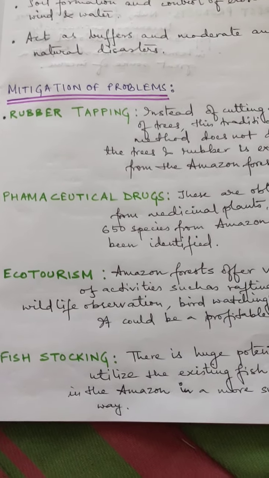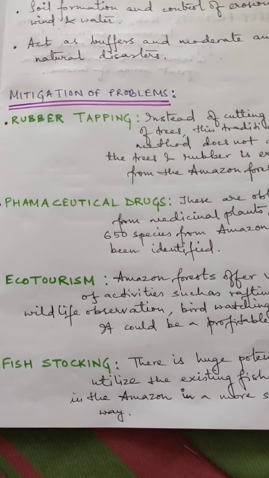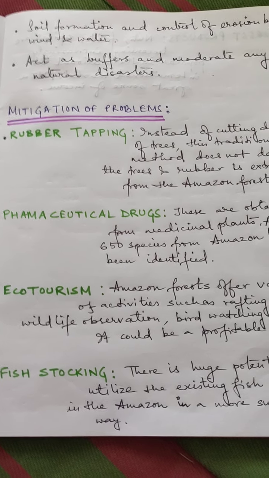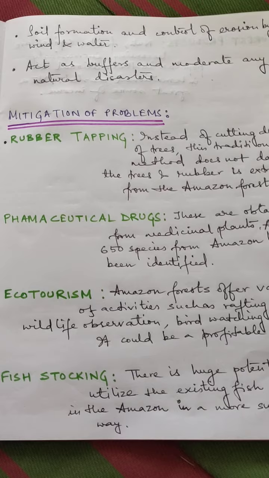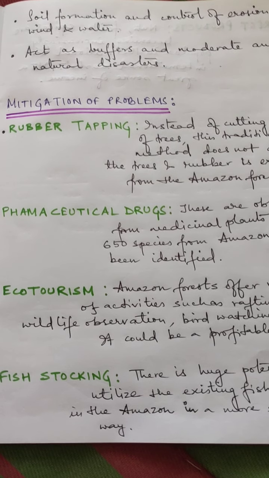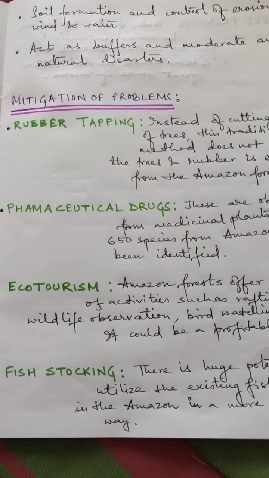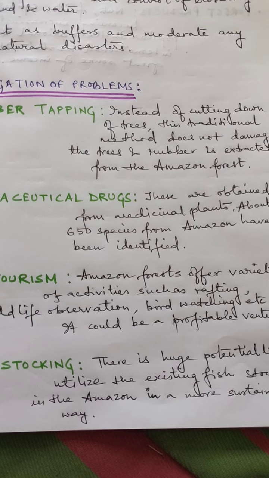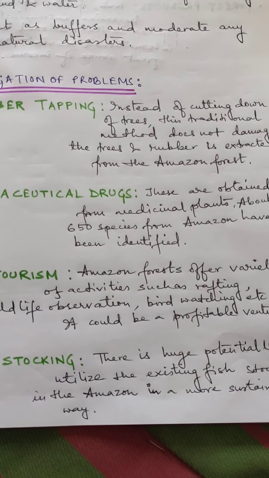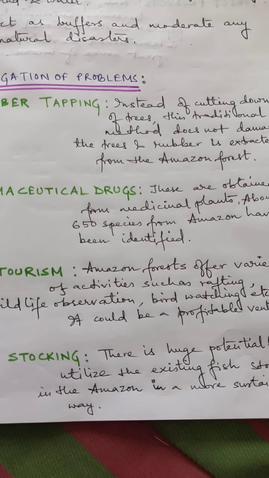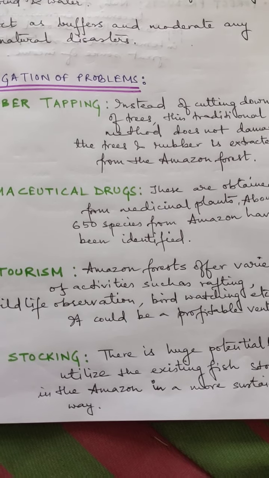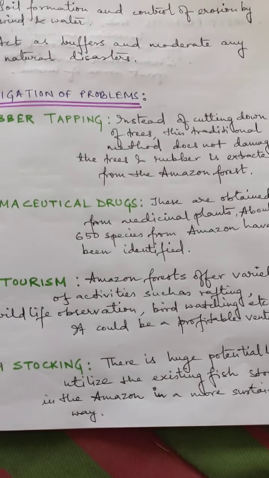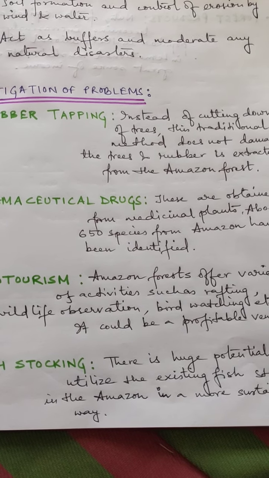Now there must be some solution to the problems. You know, why we are using so much of Amazon natural resources. We are felling down the trees, cutting down the trees, and destroying the ecosystem of Amazon forest. There must be some mitigation to the problems, some solution to the problems. First one we can do, that is rubber tapping. Instead of cutting down of trees, this traditional method does not damage the trees, and rubber is extracted from the Amazon forest very easily, because for tapping of rubber, the latex, which we call as latex, felling of trees or cutting down of trees is not important. So it could be done very easily, and it could be a very rich source of income too.